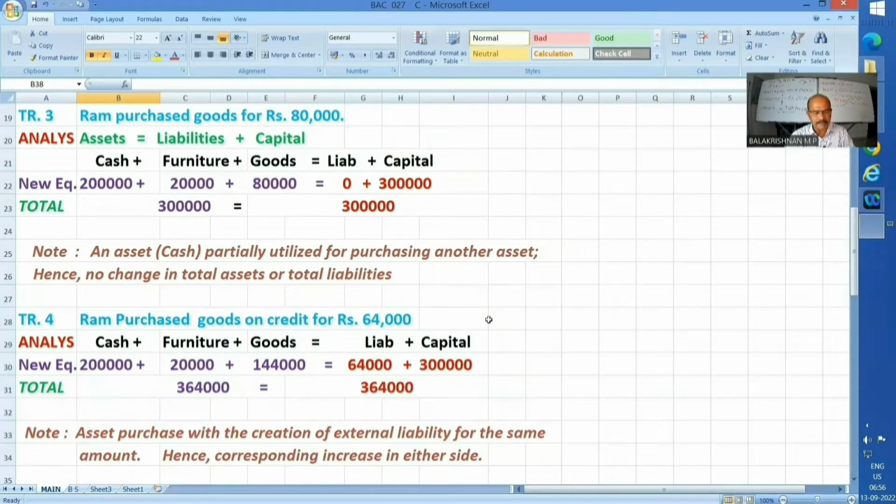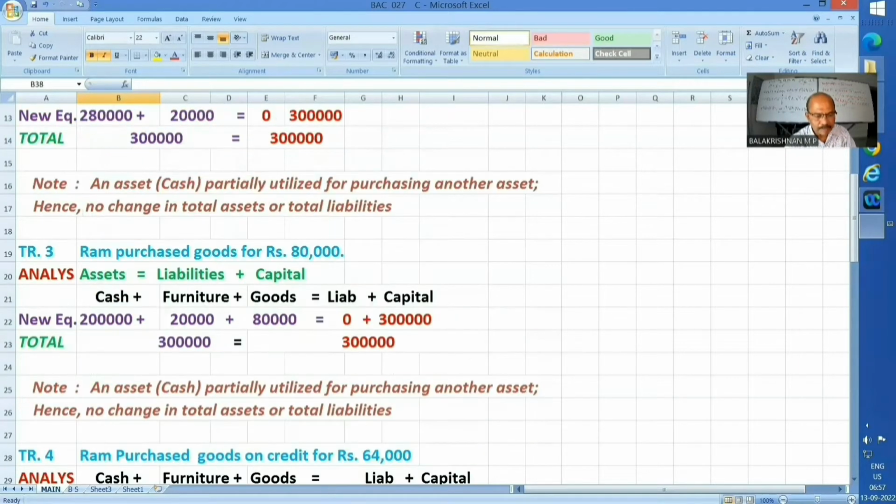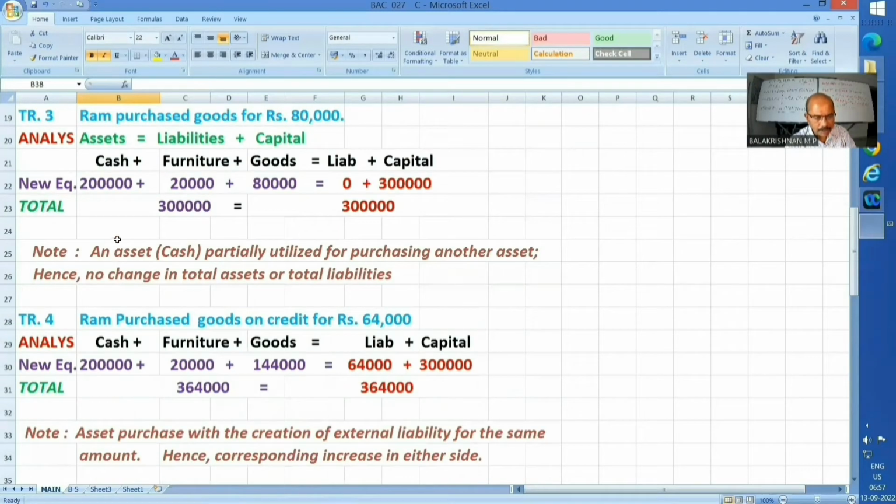Transaction number 3. Ram purchased goods for rupees 80,000. Here also, practically the same thing has happened. Only thing, yet another asset has surfaced. Cash from the previous 2,80,000 has come down to 2 lakhs. Why? Because 80,000 was spent for purchasing goods.